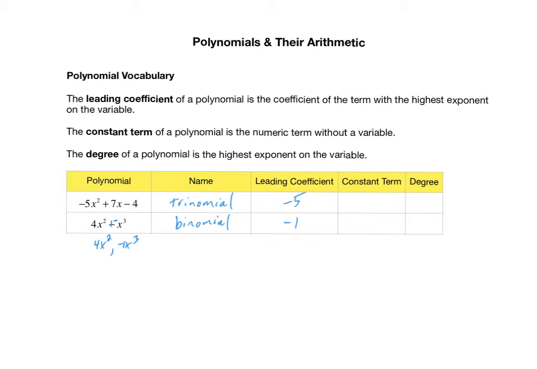What's the constant term in each of these? Well, the constant term of a polynomial is the numeric term without a variable. So again, this needs to be part of a sum. Polynomials are part of a sum.